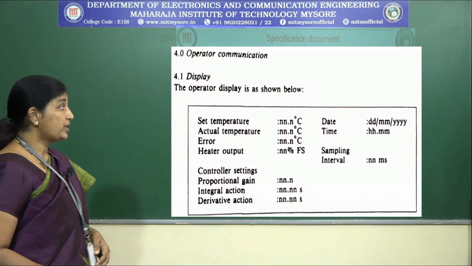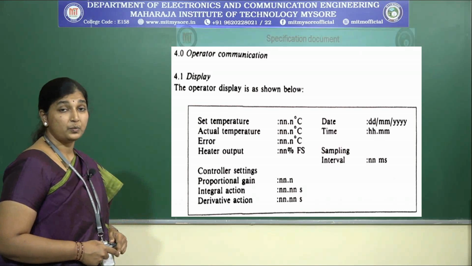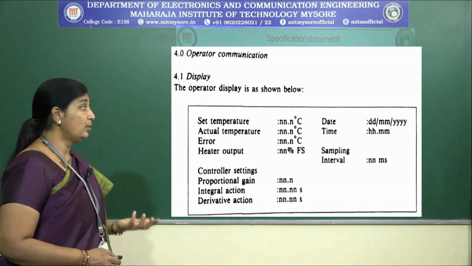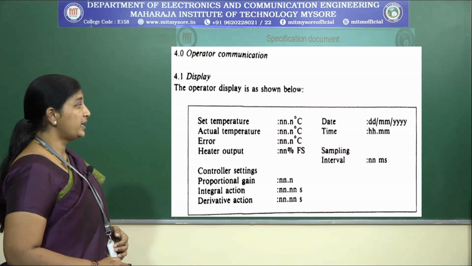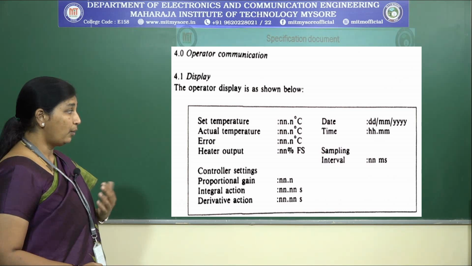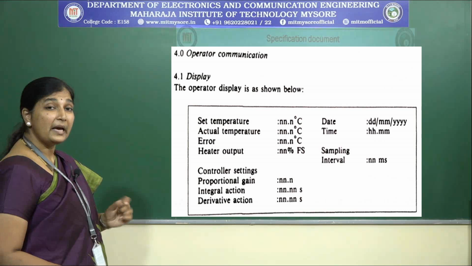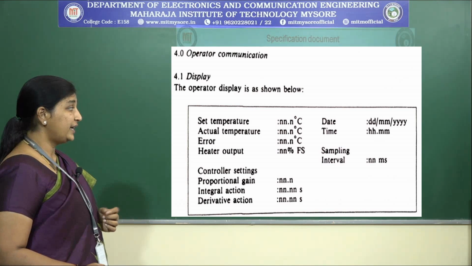Then you have the operator communication, where you have a panel which has been designed mainly to monitor the hot air blower. So the operator display is shown below. What should you have there? You have a set temperature. What is the actual temperature? What is the error? Because you need to set an alarm, right? Error. Then you have heater output.